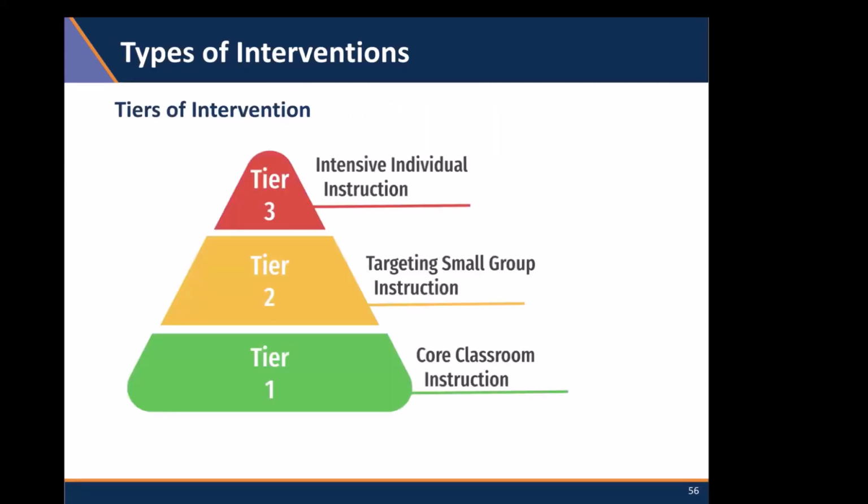So for the tiers of intervention, this is probably not new to very many people, but just to make sure everybody's on the same page, we have our tier 1, or our core classroom instruction, that has the most amount of students in it. Then we're targeting and having small group instruction in tier 2. And then tier 3 is that intensive individual instruction. As we're looking at this, both tier 1 and tier 2 can be done in the classroom. For the most part, that tier 3, that intensive individual instruction, needs to be outside of the classroom.